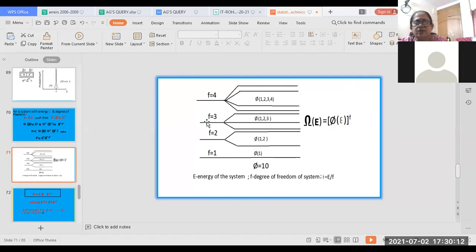1 means ground state. 2 means there are 2 excited states. Of course, one is ground, another is the excited state. 3 means 1 ground and 2 excited states, etc. It will continue. So for a given system, I have taken f values. If phi is 10, f will take the value 1, 2, 3, 4, etc. Okay. So that is the meaning of that.